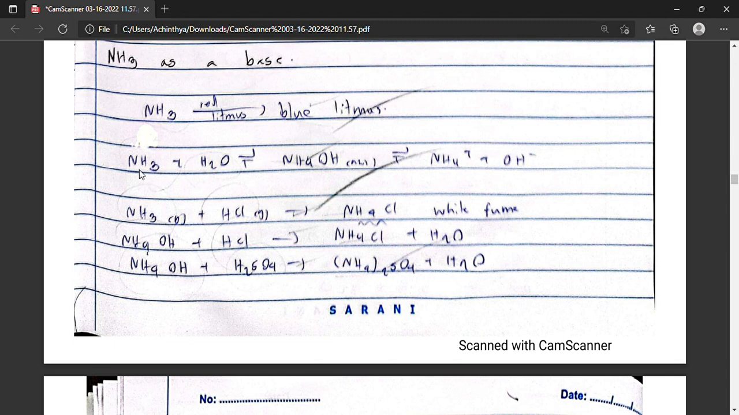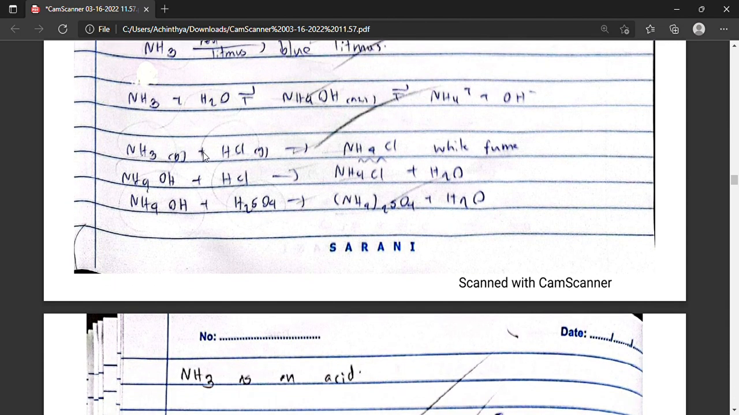And when we dissolve ammonia in water, it reversibly forms aqueous ammonium hydroxide, which reversibly dissociates into ammonium ion and hydroxide ions. That is to say, it forms a basic solution. So that's another example for ammonia acting as a base.